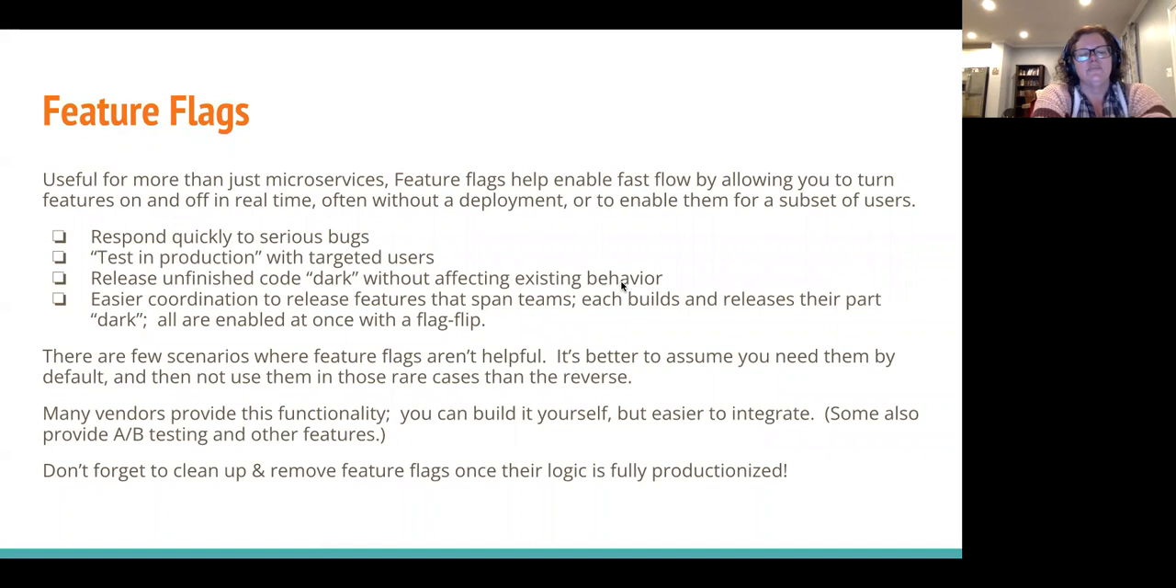Feature flags. Feature flags also help enable fast flow, because they let you turn features on and off in real time, oftentimes without a deployment even. And they also let you release a feature to just a subset of users. So you could actually test in production, or have a set of special users who will evaluate a feature and say, yeah, this is something we want to release to everybody, or maybe this didn't work right.